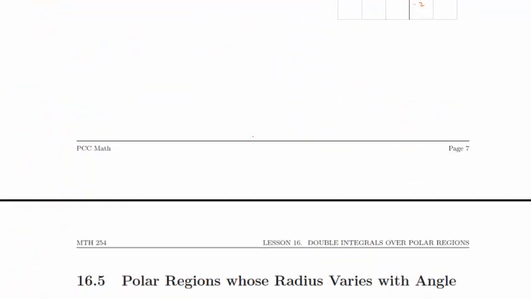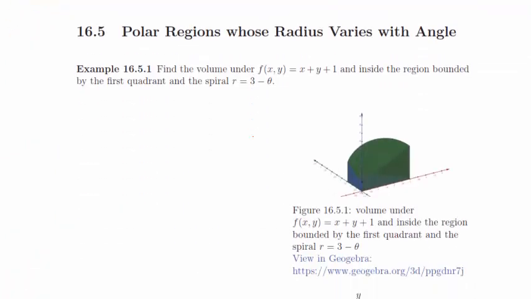So now let's go ahead and move on to our last page, our last example, which is really going back to the first page where we looked at a polar region given by r equals 3 minus theta, a spiral. And so we want to look at the volume under the surface f of x, y equals x plus y plus 1. Things get a little bit more complicated here, but I think we can tackle it just fine.